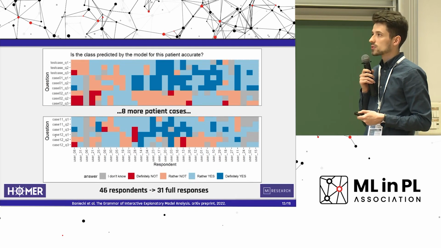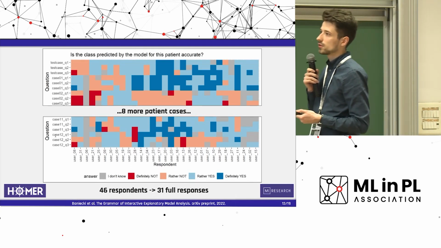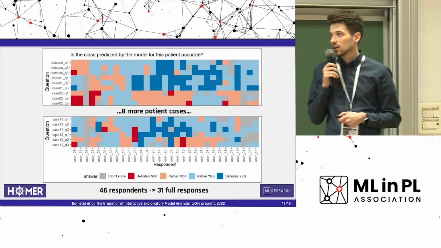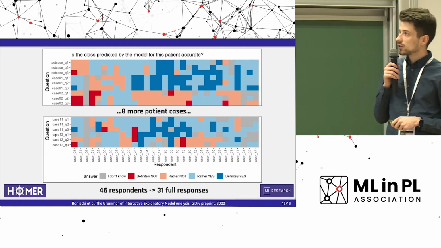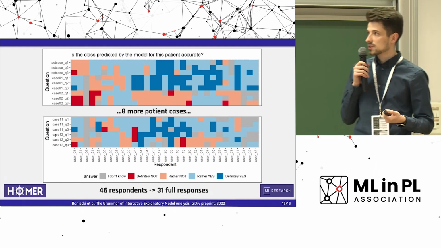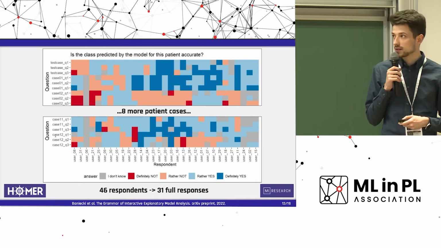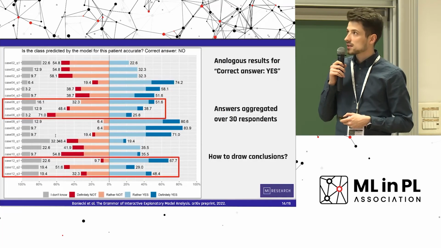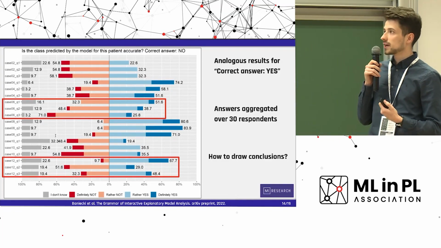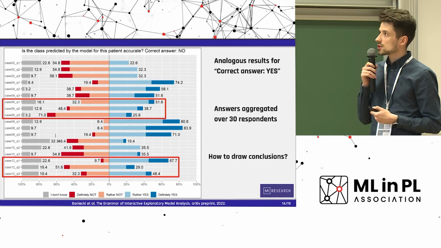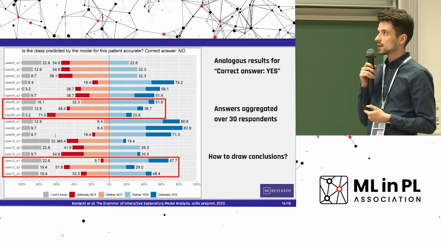And in columns we have our respondents. There were actually 46 respondents, but only 31 finished the whole questionnaire. From such data, we can't really deduce anything, so let's try to aggregate the answers. Here are some aggregations. This plot shows the aggregated answers for the 6 patients which had the correct answer no.